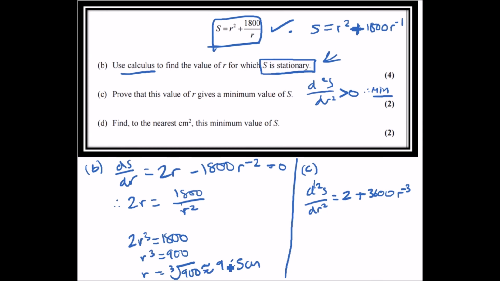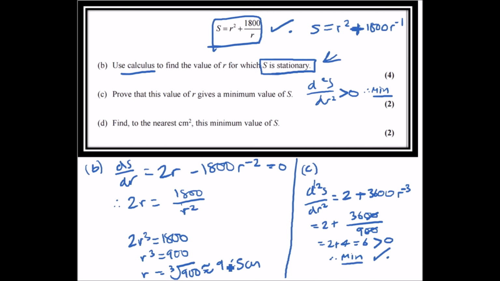If you put the value of R in, for convenience, we get 2 plus 3600 over R cubed, which is over 900, because R cubed is 900. Cancelling, 36 over 9 is 4, so it's 2 plus 4, which is 6. It's bigger than 0, therefore this value of R gives a minimum value of the surface area. Now let's move on to part D.